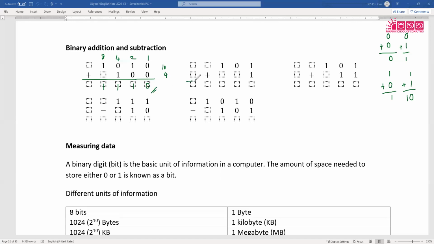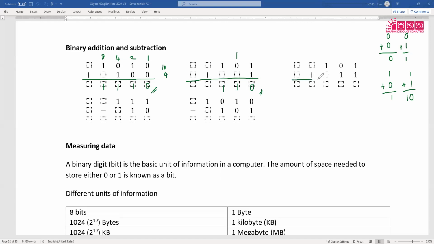So likewise, if you add this one, can you tell me the answer? 0, 1, and 1. Yes, this is 1 and 1, this will be 0. 1 will carry forward. So that means this becomes 1, this becomes 1. It's 1, 1, 0. If you check the answer, this is 5 and this is 1, that will get 6 here.